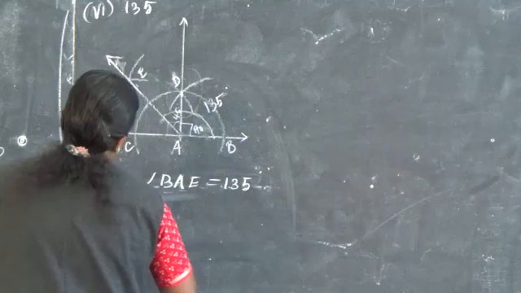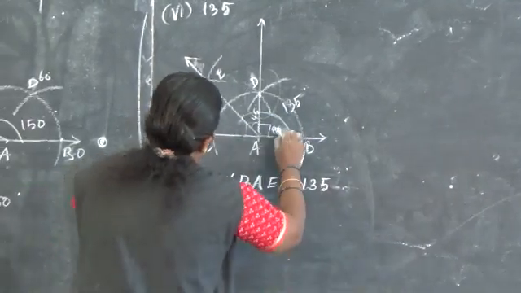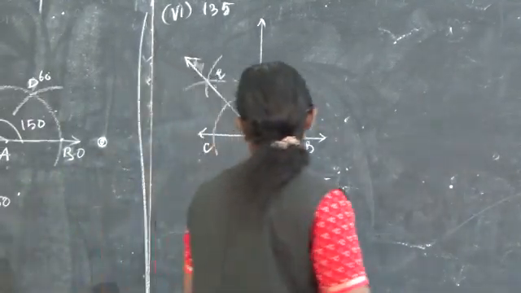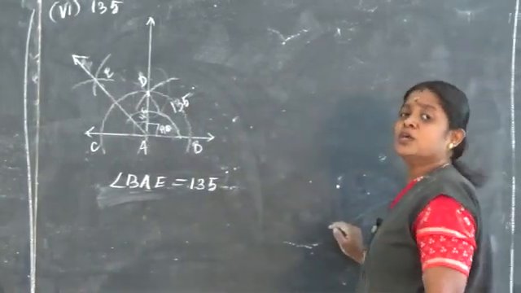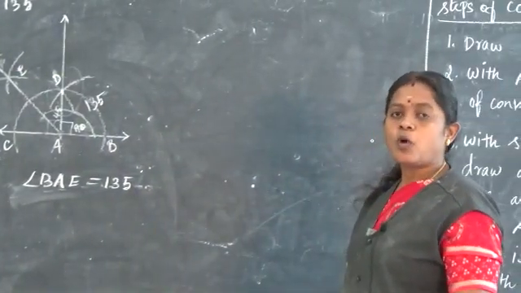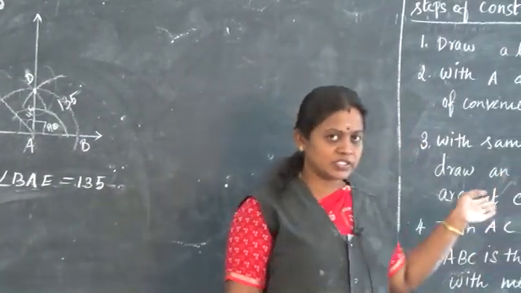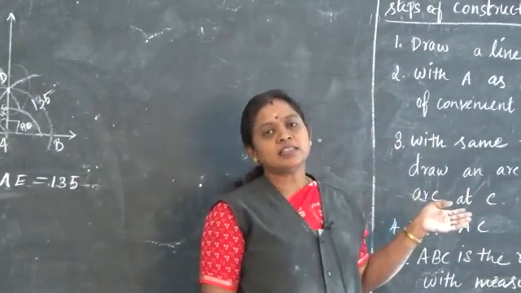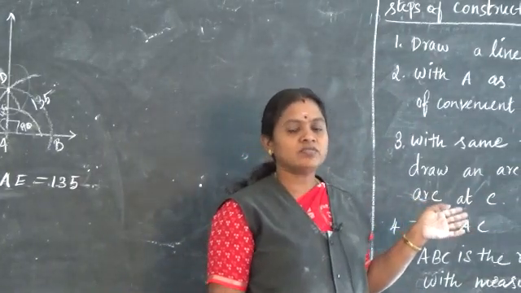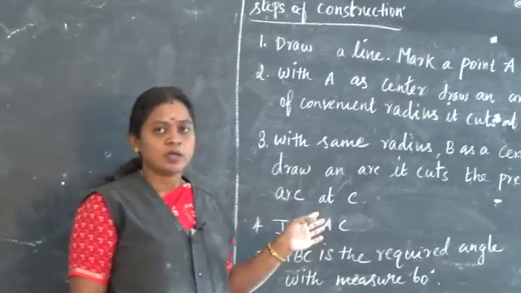B A E is equal to 135 degree. It is easy to draw now. Now, only one step of construction I wrote here. Other steps of construction I will send through WhatsApp.